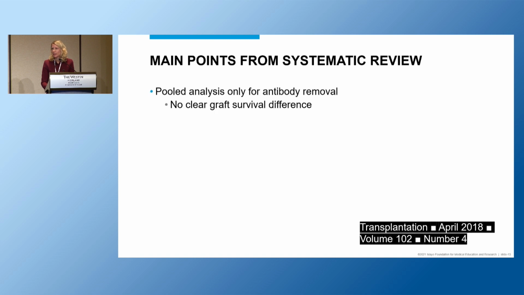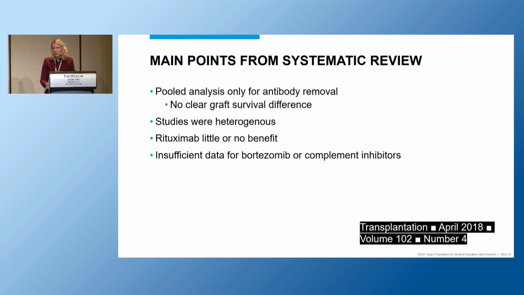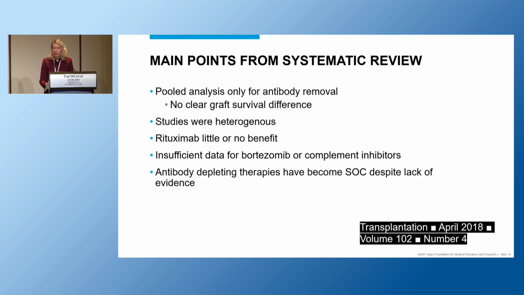And this was the main points. One, they only had enough data to do a pooled analysis for antibody depleting therapies, so really not good data. The studies were extremely heterogeneous. They were all over the place in how the patients were treated, what kind of ABMR were included, whatnot. Rituximab has little to no benefit, that's what they found, and there's really insufficient data for bortezomib or complement inhibitors. And to be honest, what they really found is that in practice, people are using a lot of different things, but there's not really data to support that.